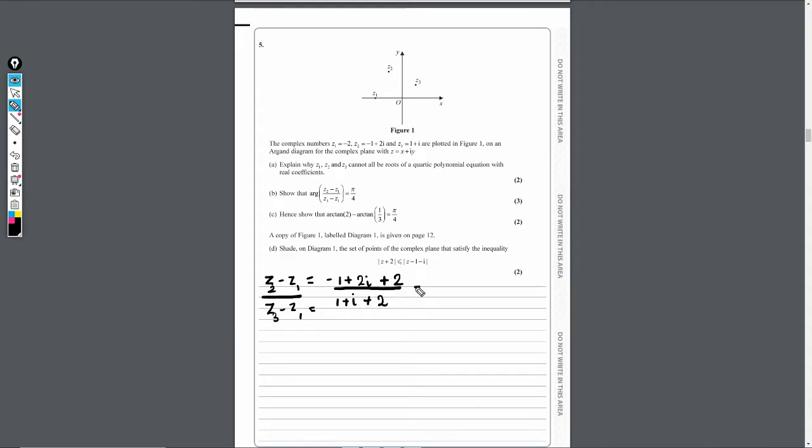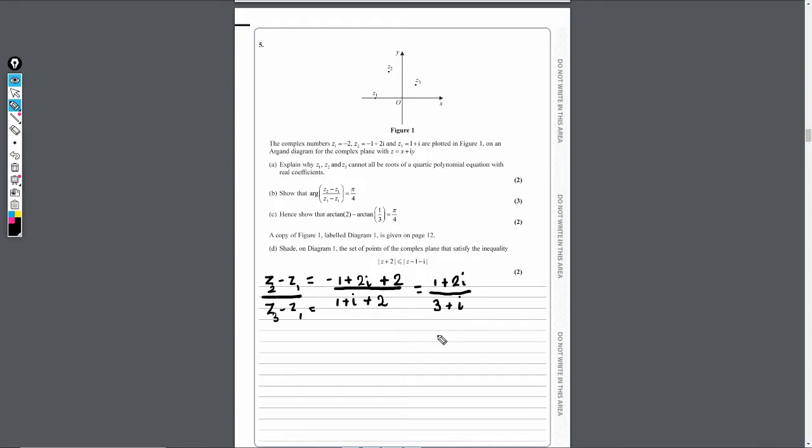Okay, so now my numerator will simplify to minus 1 plus 2, so that's 1 plus 2i. Just be careful you don't miss your own negative sign like I just nearly did. And on the denominator, I've got 1 plus 2, so that's 3 plus i. So that's 3 plus i. Okay, so now we've just got to find the argument of this.